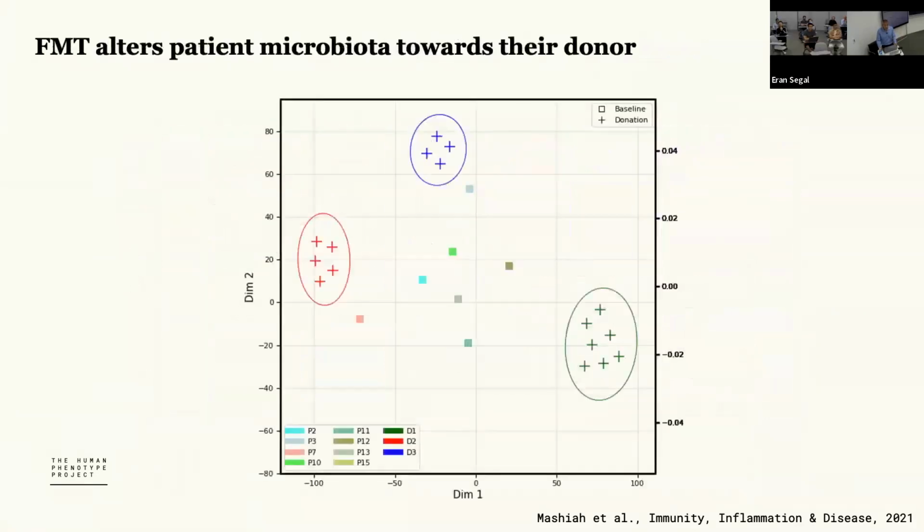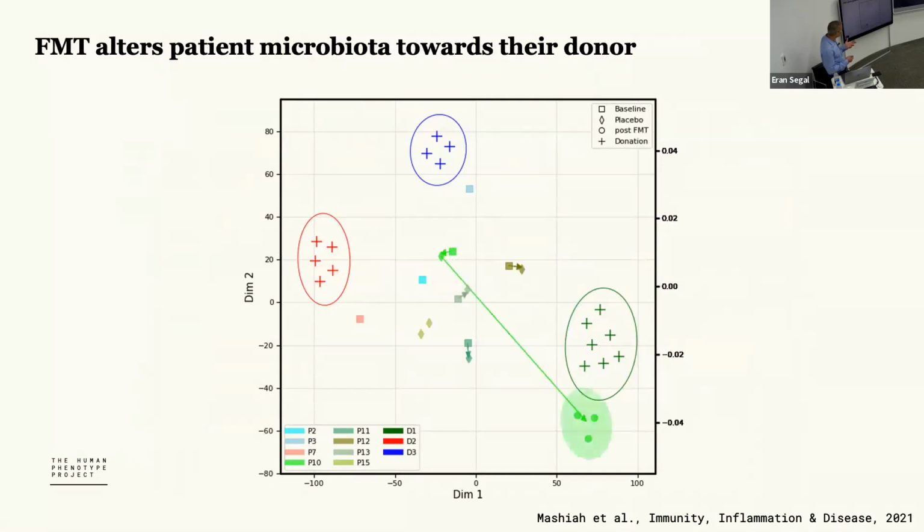And when we look at what happens to the actual microbiome of people, we see that samples of donors are clustered somewhere in the space away from the square samples of the patients. And once we start to give this fecal material from the donors, we see a major shift in the microbiome of patients, and they become not identical, but quite similar to the microbiome of their donors. And this happens for almost every one of the patients.